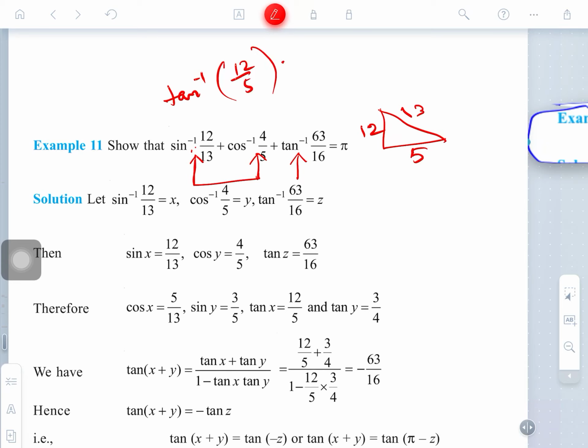Clear guys? Now again plus in this place, what will be here? Please tell me. It's 4 by 5, what shall the other be? It is 3. So for tan inverse, what will you bring? Tan inverse 4 by 3. And the last is what? Tan inverse 63 by 7.